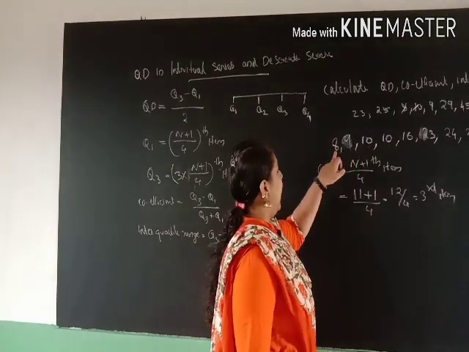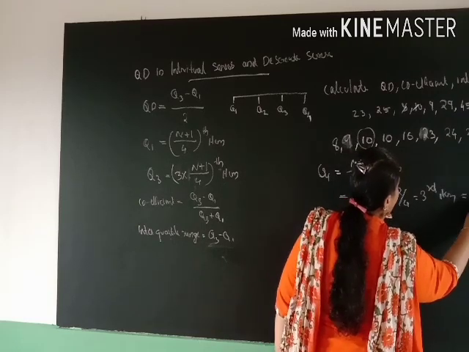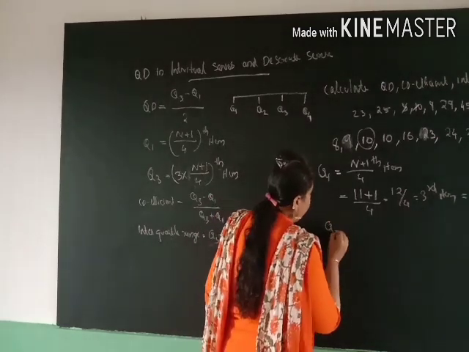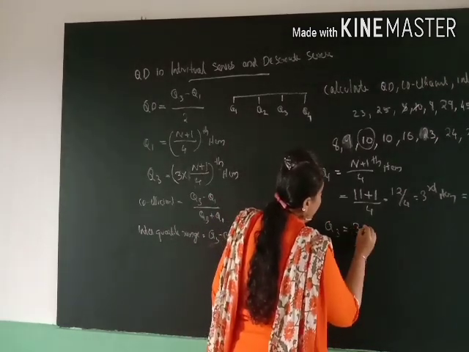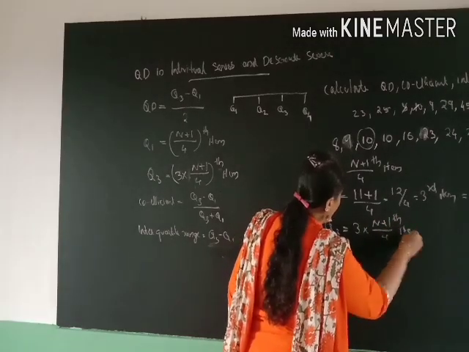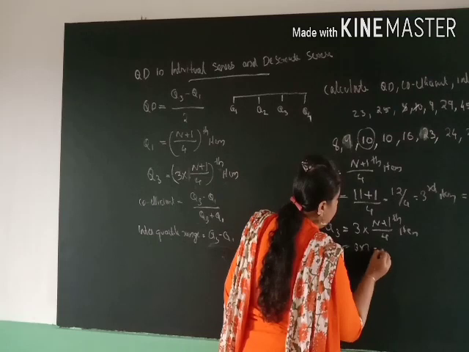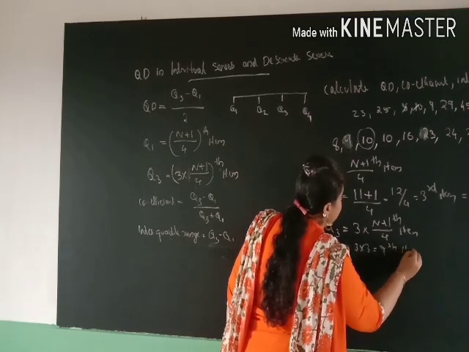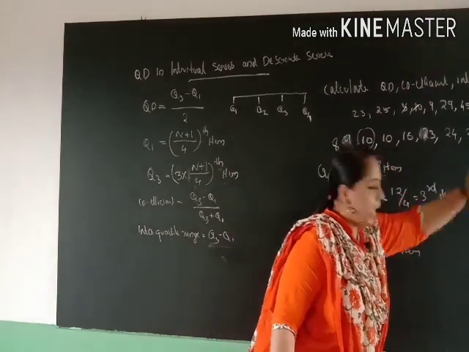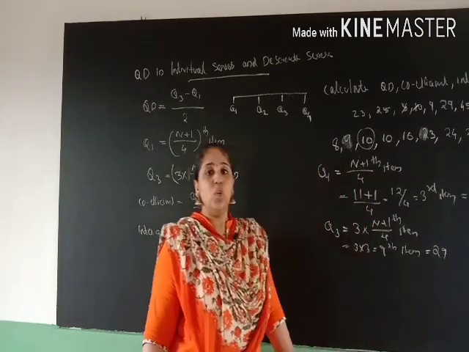Which is the third item? 8, 9, 10. So 10 is Q1. Q1 is 10. So next Q3. Q3 equals 3 into (n plus 1) by 4th item. So we know that (n plus 1) by 4 equals 3. So 3 into 3, the 9th item. Which is the 9th item? 1, 2, 3, 4, 5, 6, 7, 8, 9. 29. Q1 equals 10, Q3 equals 29.